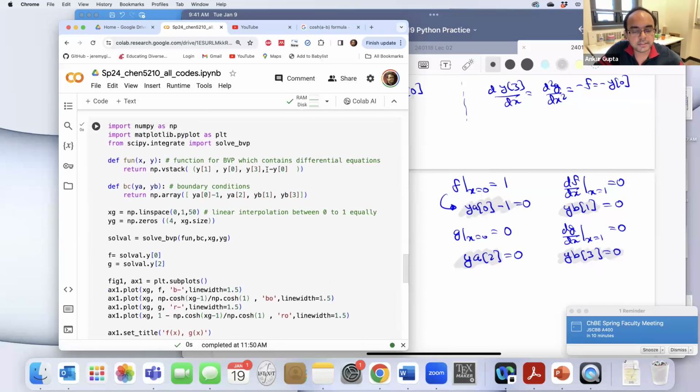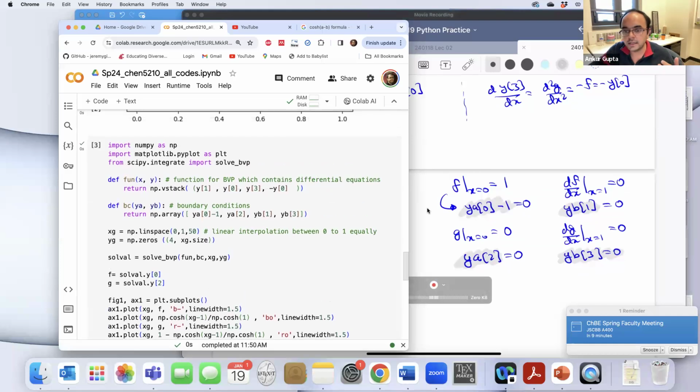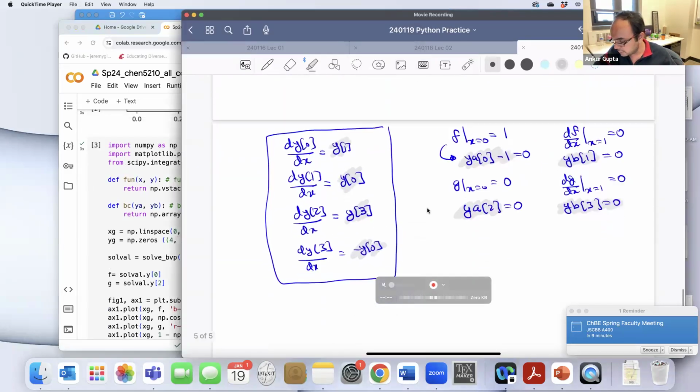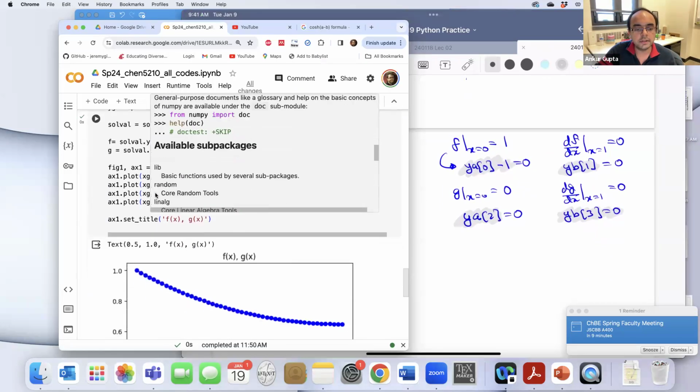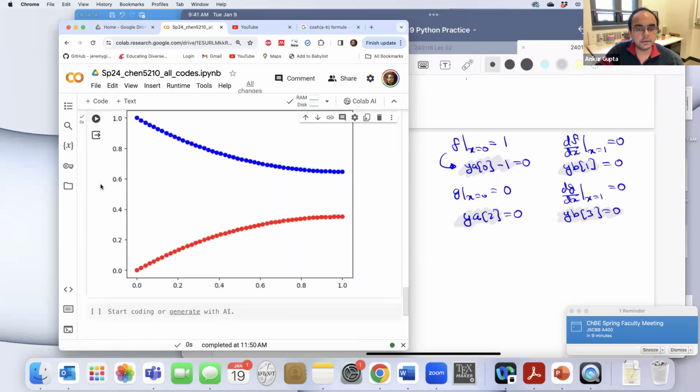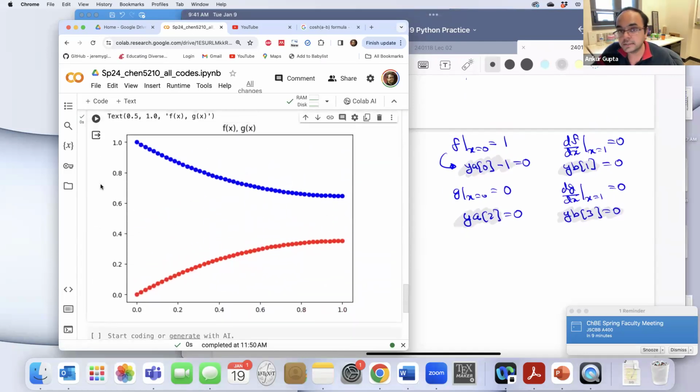So hopefully you see, first you systematically lay it out in your notes, and then you basically just transfer it to the code, and we can see we are getting a pretty good agreement even for a coupled system.